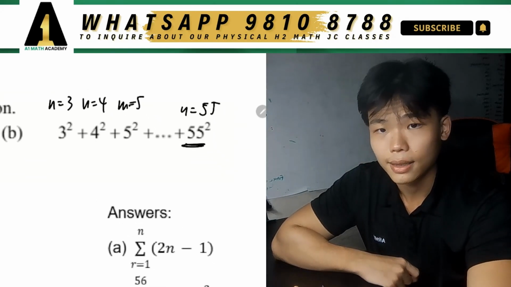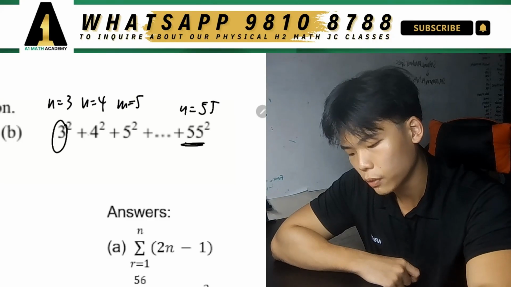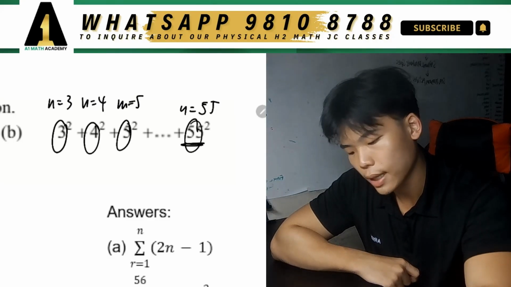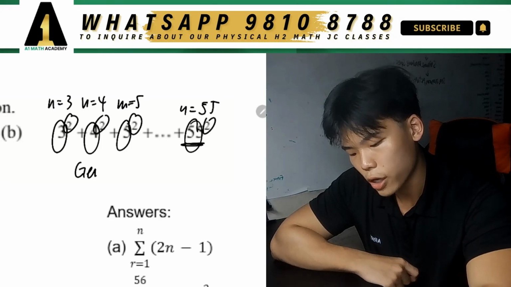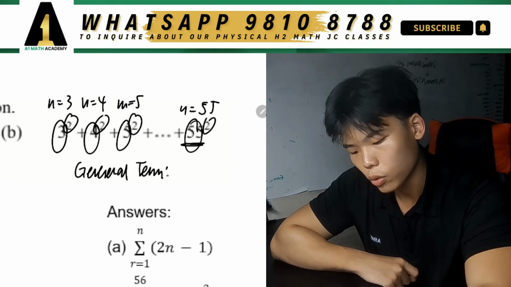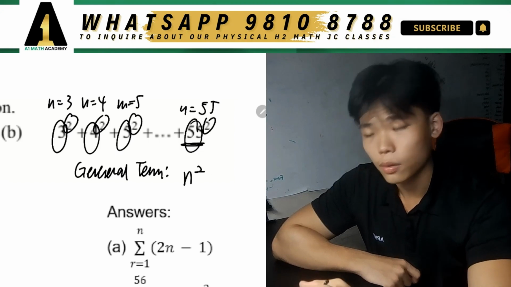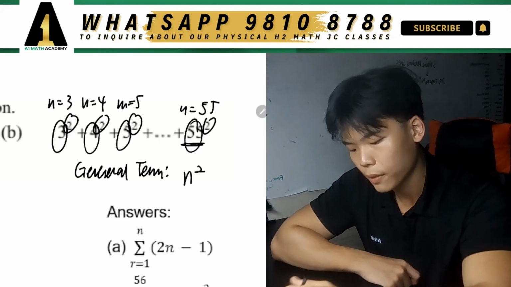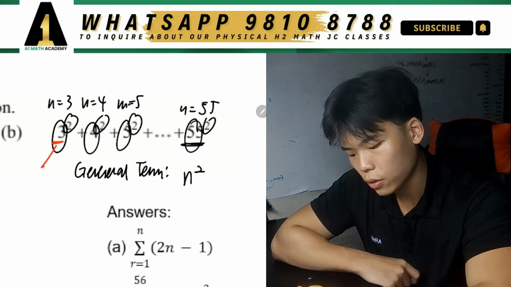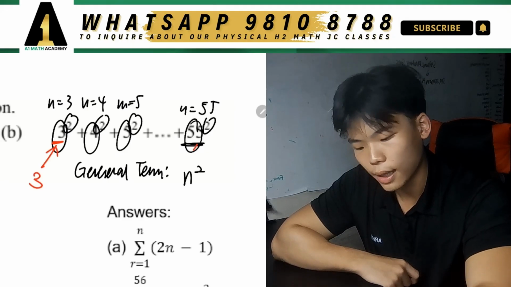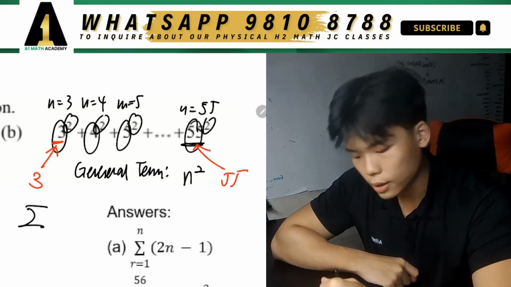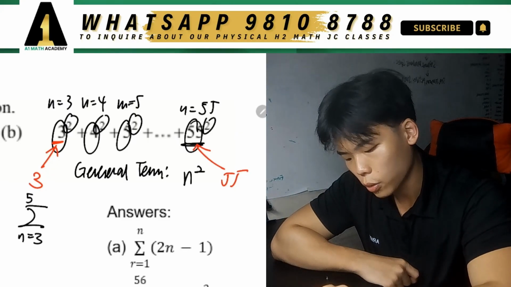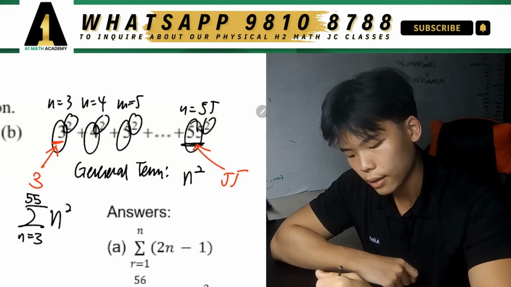So the pattern is that the variable is actually the number over here, while the square outside is the constant. So I know that the general term for this would be n squared. But then my n value does not start from 1, because we can see that the smallest value over here is 3, and the largest value over here is 55. And therefore, the sigma notation for this will be n equals to 3. It goes all the way up until 55, and then this is n squared.